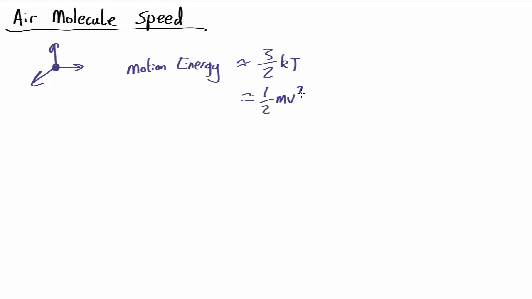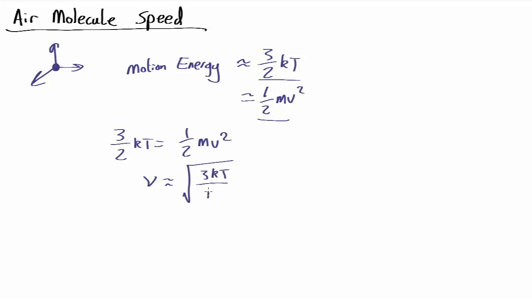Some are moving left, some are moving right, up, down, whatever, but on average this is going to be equal to that. So if we set 3/2 kT equals half mv², rearrange, we find that the velocity is going to be roughly root 3kT over m.